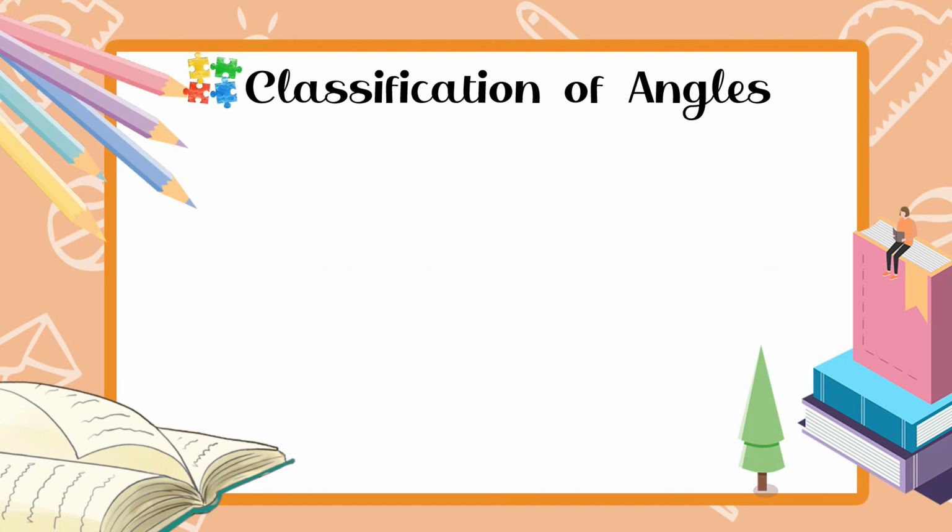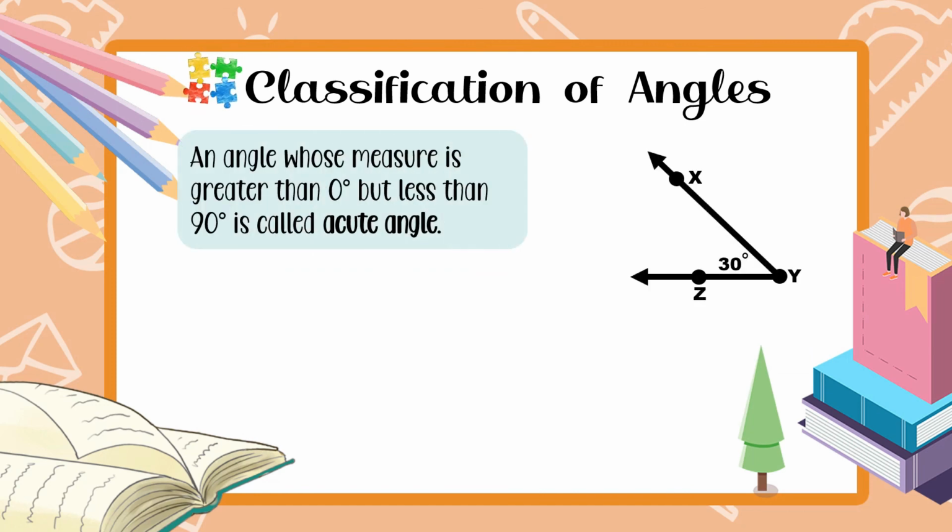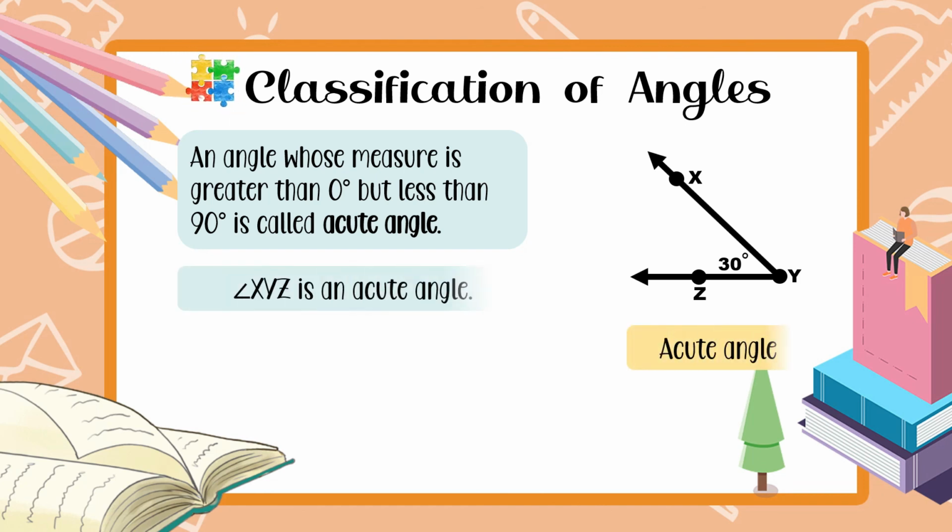Now, let's move on to the next type of angle. Okay? An angle whose measure is greater than 0 degrees but less than 90 degrees is called an acute angle. Okay? So, we have here angle XYZ, and it is an acute angle. Because angle XYZ is equal to 30 degrees. And 30 degrees is more than 0, but less than 90. Kaya siya isang acute angle. Okay? So, kapag dumating na siya sa 90 degrees, that is what you call a right angle na hindi na siya acute.